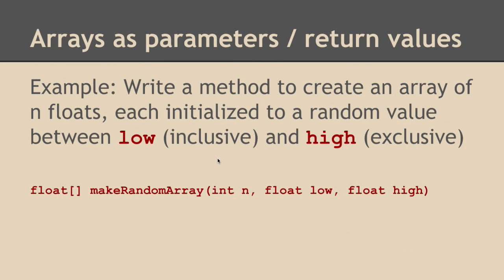In our second example, we're going to write a method to create an array of floats, n of them, that are all initialized to a random value between low and high. So here's our signature. We'll call the method makeRandomArray. It takes 3 parameters: n, which is the number of elements to create, and low and high, which bracket the range of randomness for each element in the array. And the return type will be an array of floats.